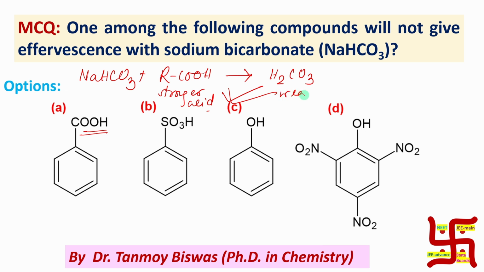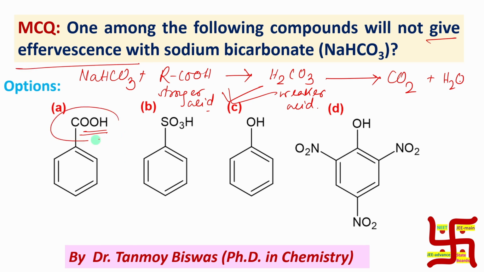Okay, so this is weaker, and remember, stronger acid to weaker acid production is thermodynamically favorable. And what happened, this carbonic acid again decomposes, it's not a stable molecule, into CO2 and water. And this CO2, because of buoyancy, comes out or shows effervescence. So this is a detection test for carboxyl group or other stronger compounds, but generally I would recommend that this is a detection test for carboxyl group. Phenol does not give this test.